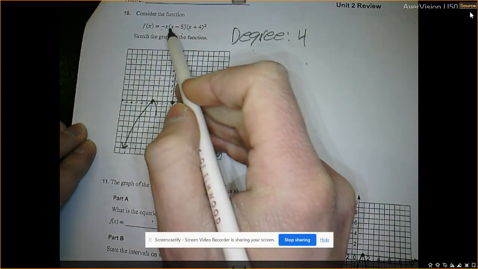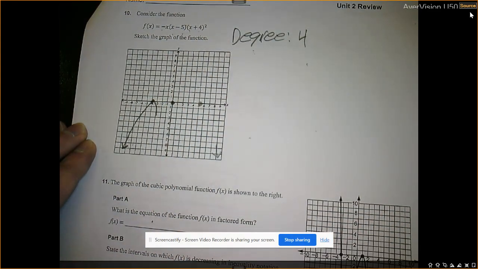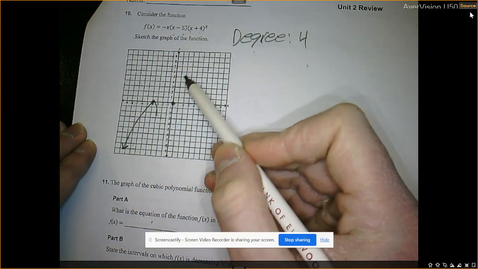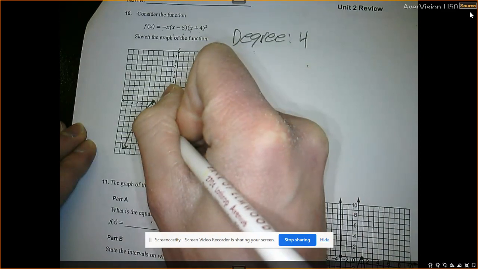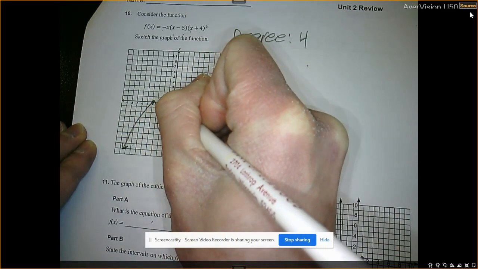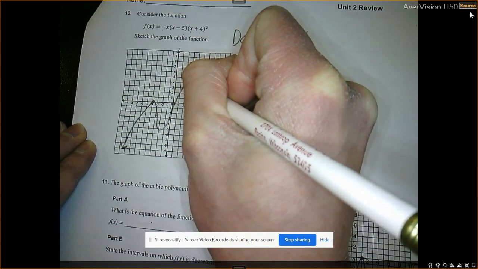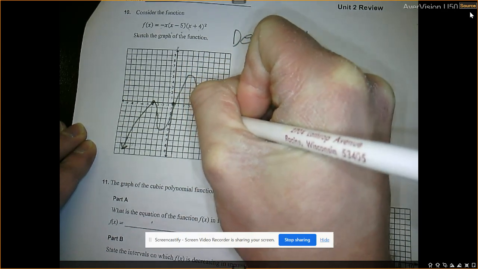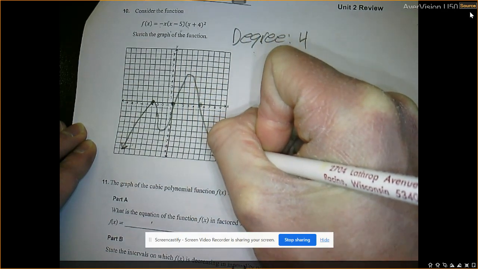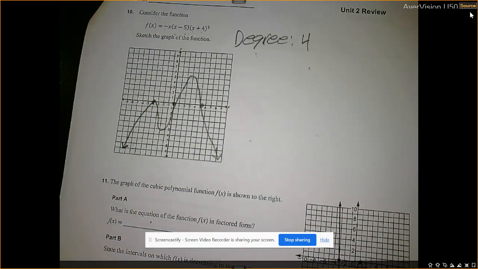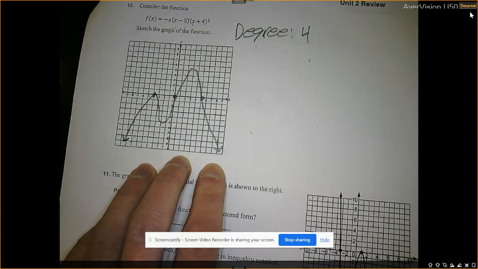And now I just need to make sure, well, no, there's no more double roots. So I just need to go through these last two. I'm going to bring it down here, and then I'll come back up to go through my root of 0, go up here a little bit, and then I have to come back down to go through my root of 5, and then I'm finishing out like that. And it's just a rough sketch like that. And that is perfect for a sketch.